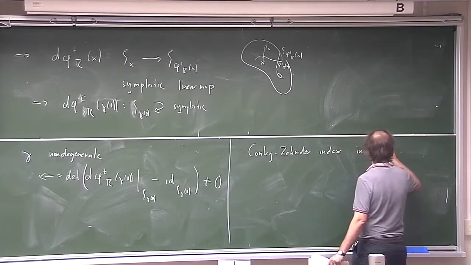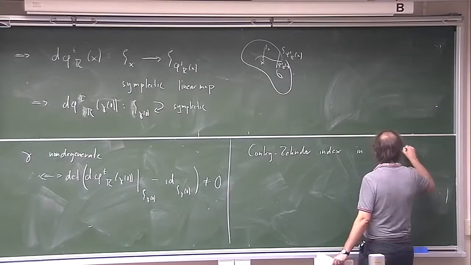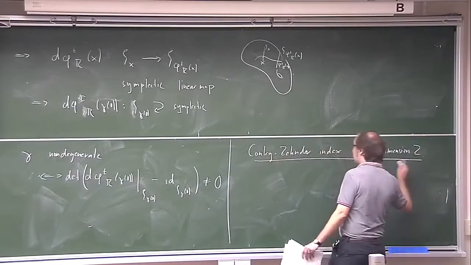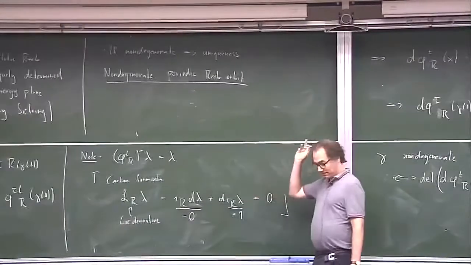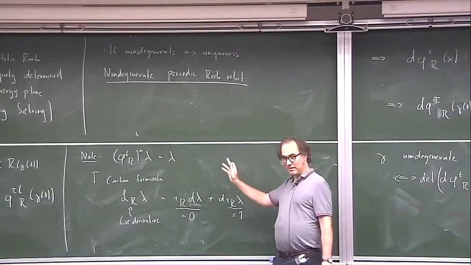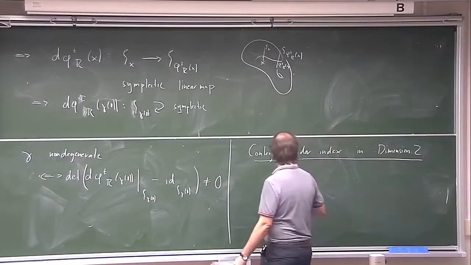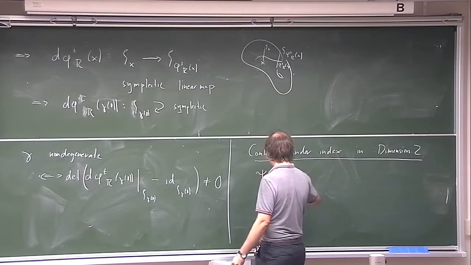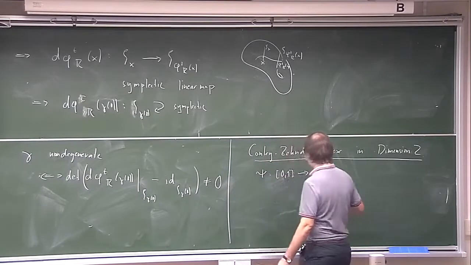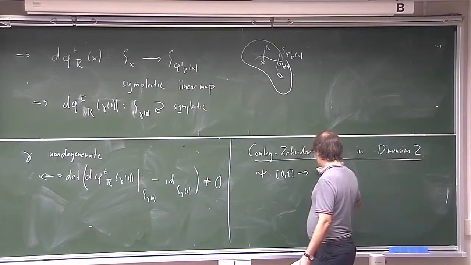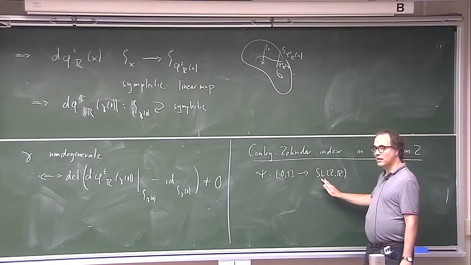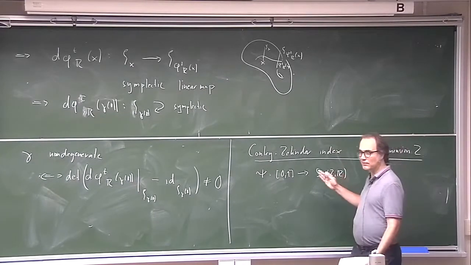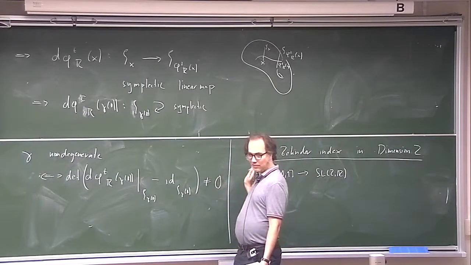In dimension 2. It's dimension 2 because the dimension which counts is that of the hyperplane distribution. So the contact manifold will be 3-dimensional, but the hyperplane distribution 2-dimensional. So we have psi from [0,1] to, in this case, just SL(2,R), the symplectic maps in 2 dimensions. In 2 dimensions, the only thing which is symplectic is that you preserve the volume, so they have to have determinant 1.